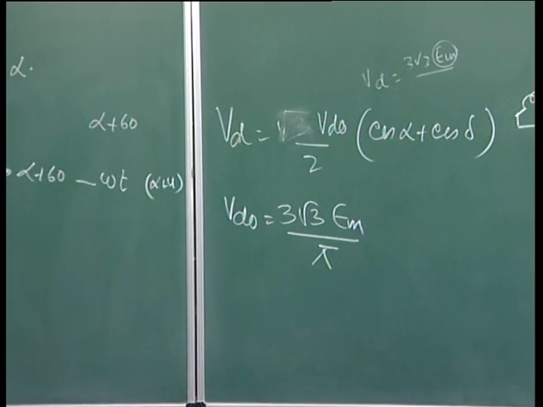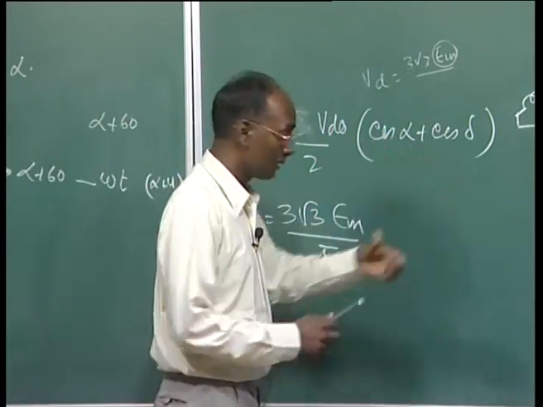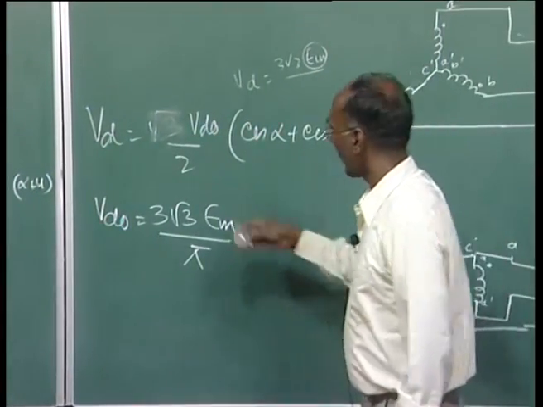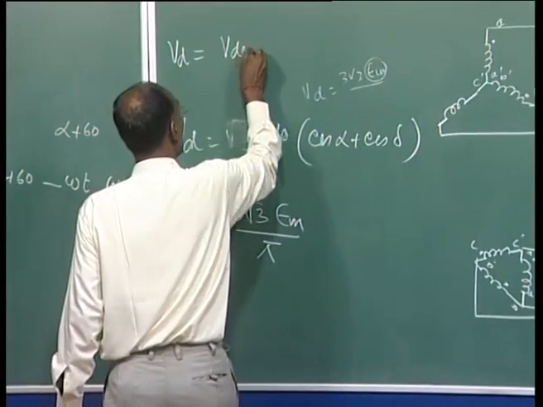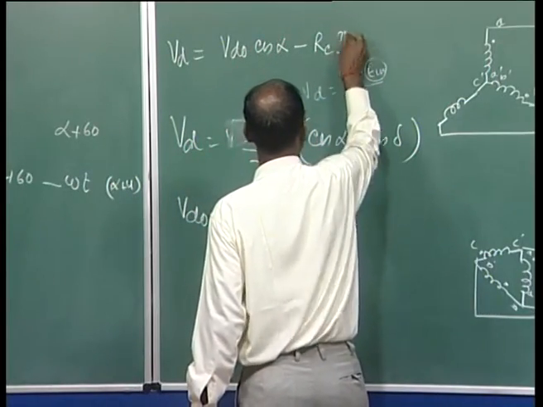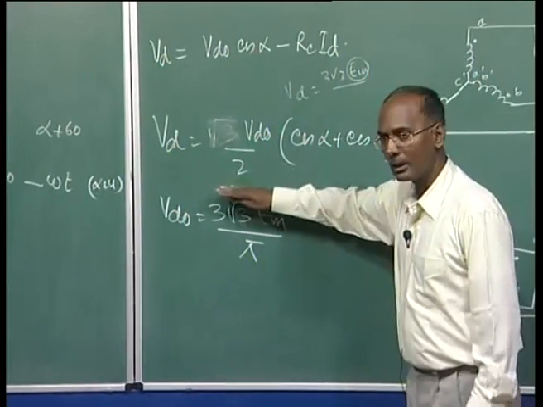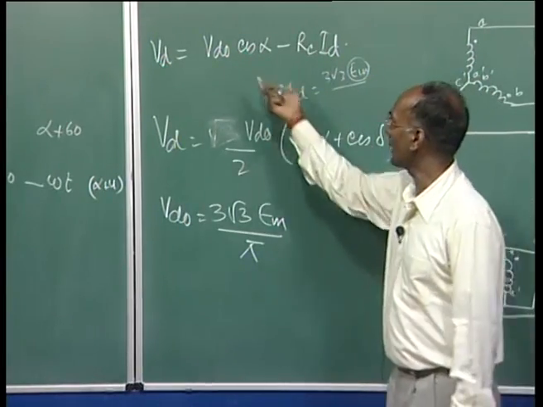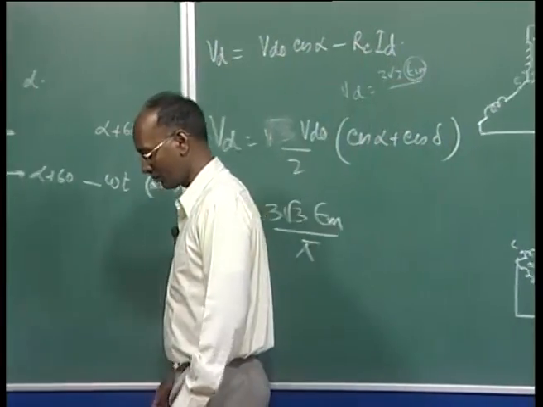So we want to derive this, not in terms of your ID term. We can write this one also. What was this? Remember, VDO cos alpha minus RC ID. This we derived from the current at the instant end, and from here we got this expression. This is just like a voltage drop here, and that's why it is called equivalent commutation reactance.